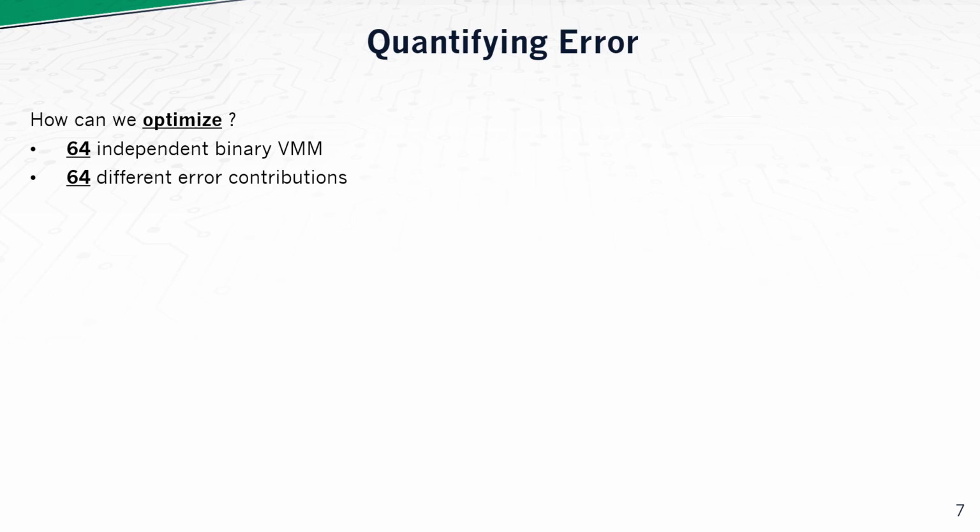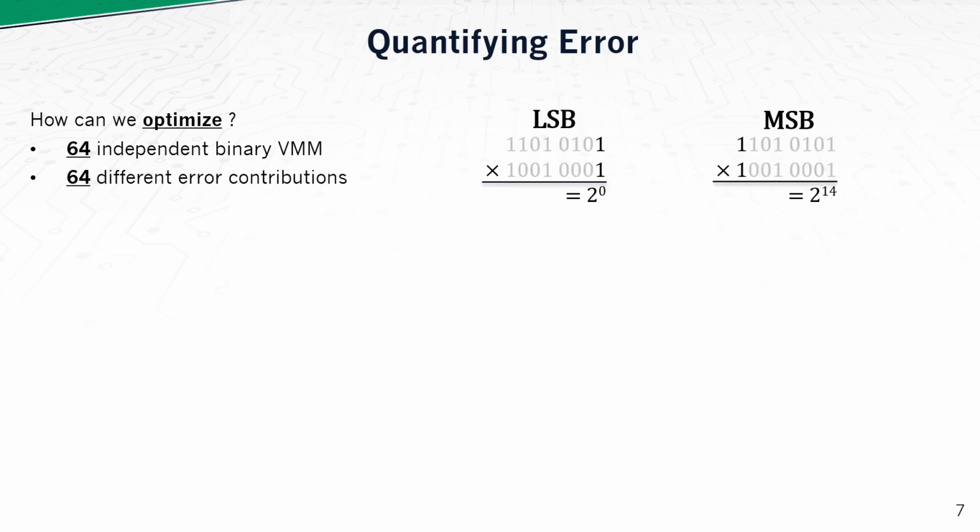So this means that computational errors that occur in binary VMMs with a large corresponding magnitude will be far more detrimental to our result. For example, the binary VMM between the least significant bits is scaled by 1 because 2 to the 0 is 1, and the binary VMM between the most significant bits is scaled by 16,384, or 2 to the 14. Hence, errors that occur for the most significant bits are exponentially more destructive to the result.